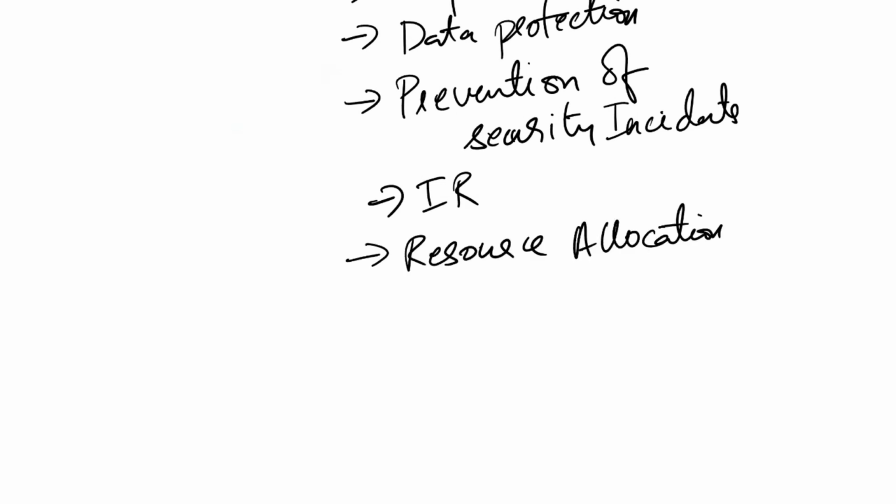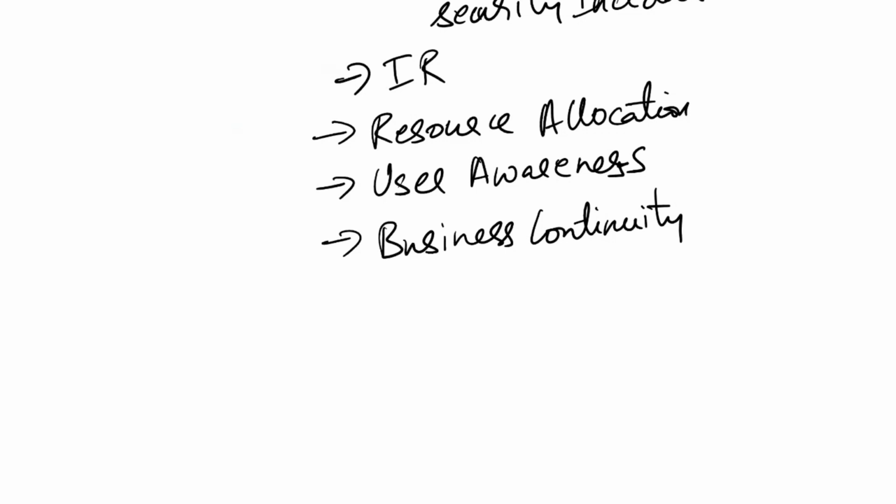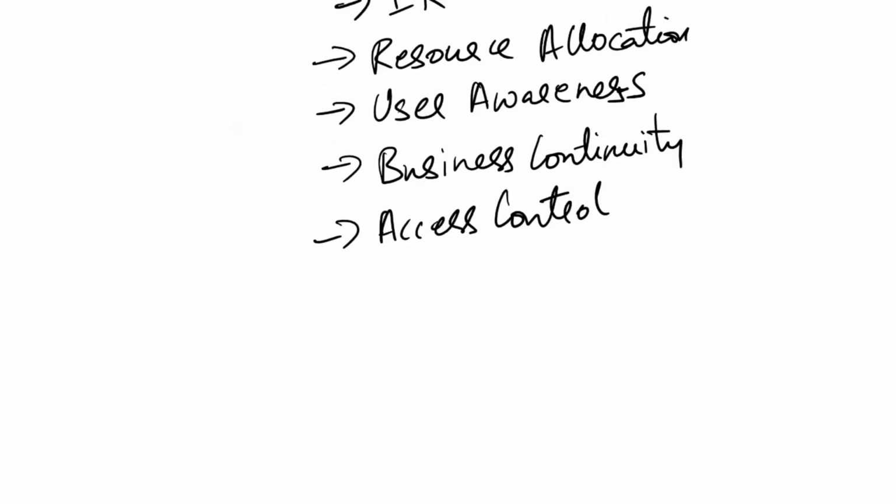Next, resource allocation. Security policies help allocate resources effectively. By prioritizing security measures, organizations can direct their investments towards the most critical areas of vulnerability. Next, user awareness. Security policies educate employees and users about their responsibilities for maintaining security, thereby reducing the risk of insider threats. Next is business continuity. Security policies include strategies for ensuring business continuity during and after a security incident, reducing downtime and minimizing financial impact. Next one, access control. Security policies define access control rules, specifying who can access what resources, protecting against unauthorized access.